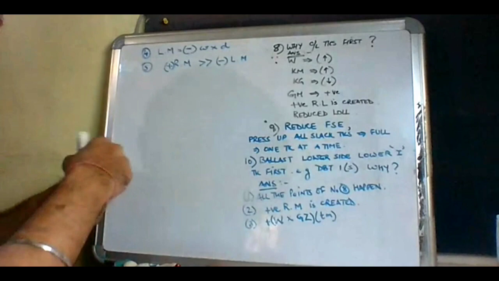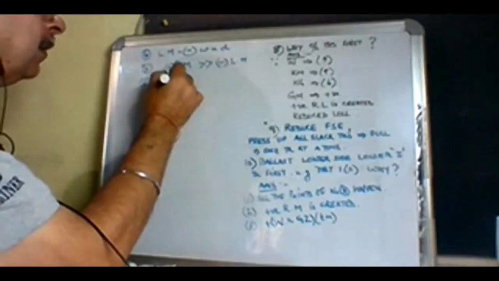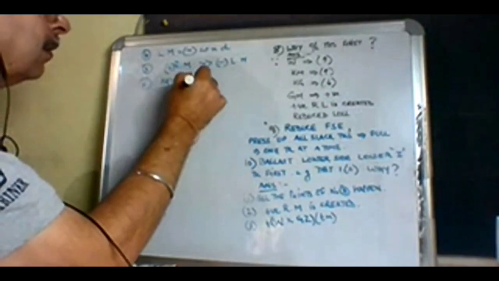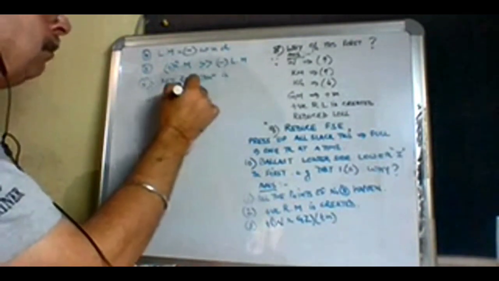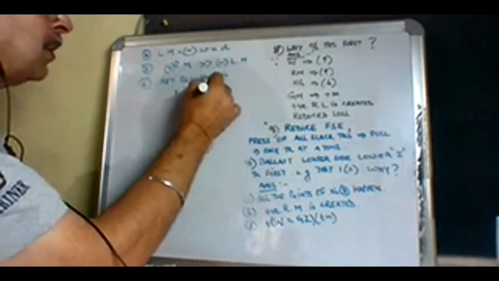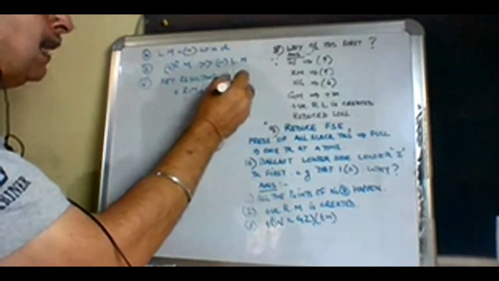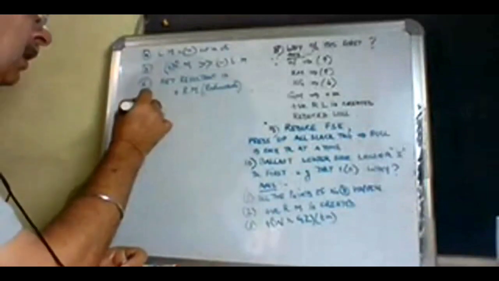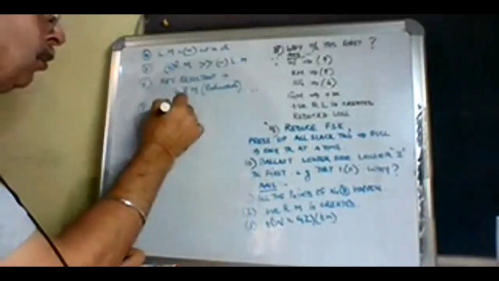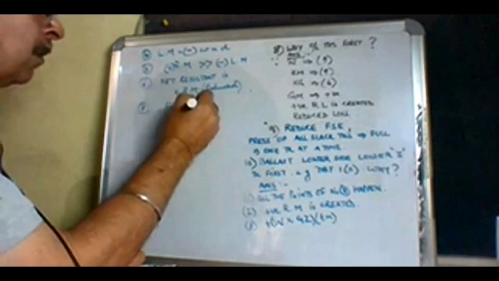So therefore, the net resultant is a positive righting moment which is reduced, but it is still there. Positive righting moment, negative listing moment, the resultant is going to be still a positive value. And therefore, this will lead me to a reduced angle of lull.